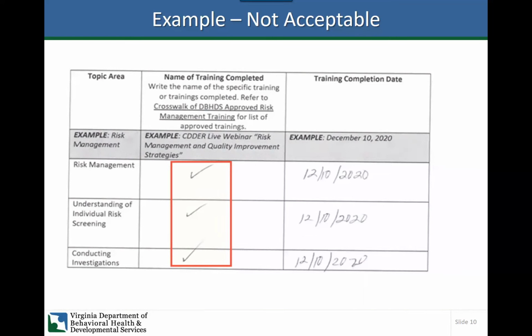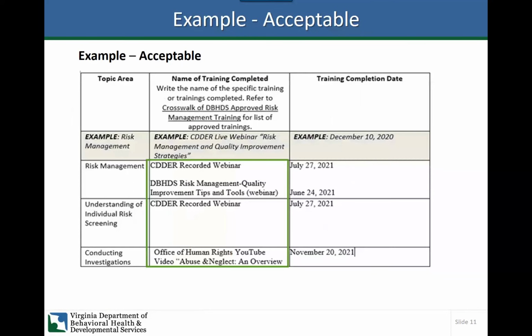All topic areas should be completed, as well as the date the training was completed. So it's important to read those instructions that are included in the crosswalk and the attestation. So it's not clear what training the risk manager took for each of these topic areas. But if we go to the next slide, we will see one that was completed correctly.